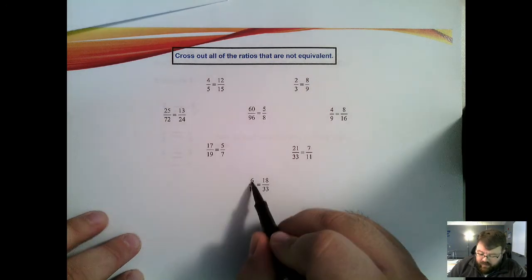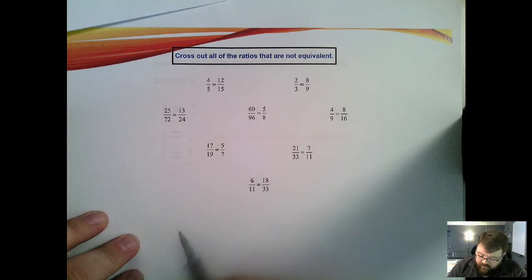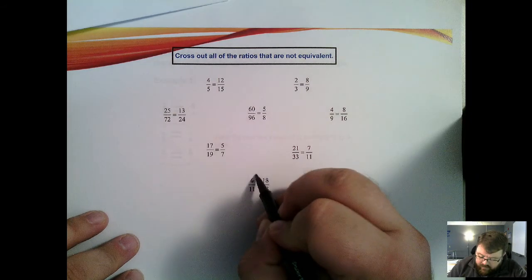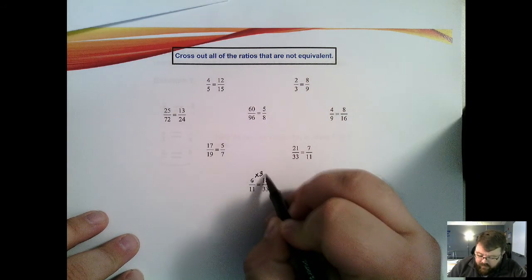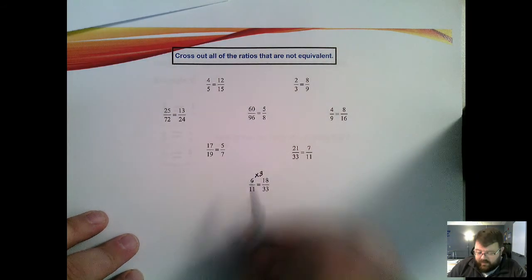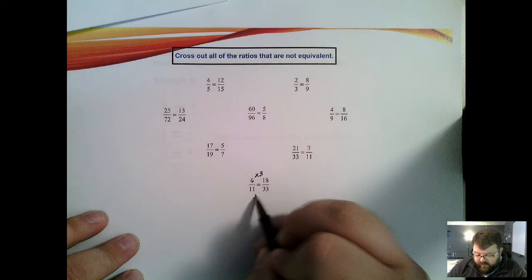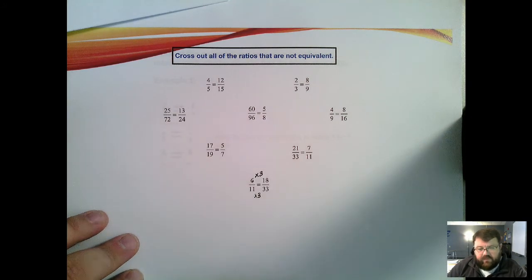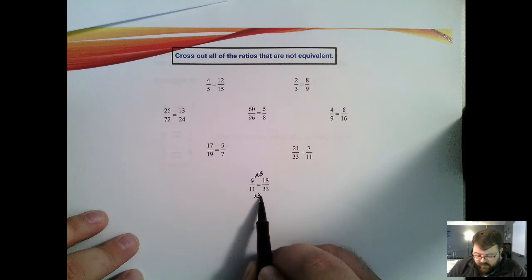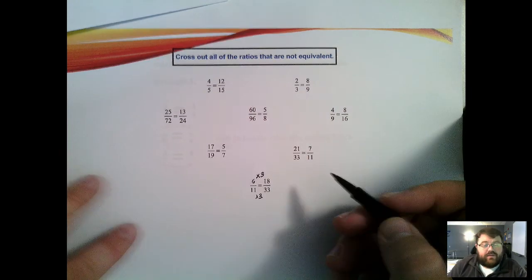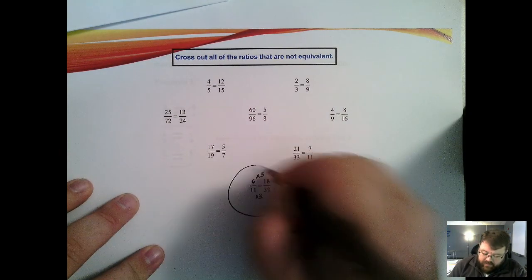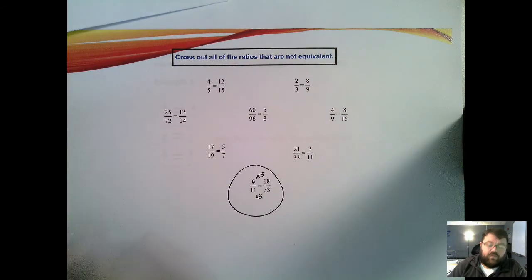You could have said, what times 6 gives me 18? Well, 6 times 3 gives me 18. And then come to the denominator, multiply it by the same scale factor. 11 times 3, is that 33? Yes, it is. So that means that this is proportionate. They are equivalent.